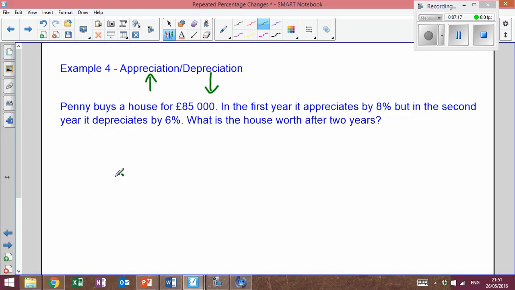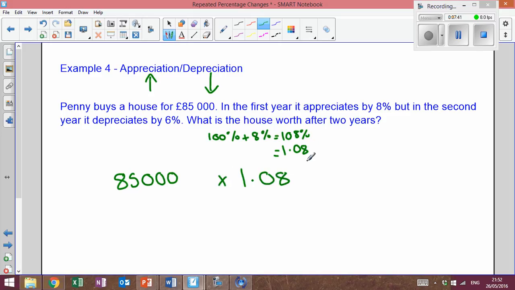Okay, so we are starting with 85,000. In that first year, it appreciates by 8%. So that's 100% with an additional 8%. Okay, which is 108%. Okay, which we know as a decimal is 1.08. So to get that first year, I'm going to multiply 85,000 by 1.08.